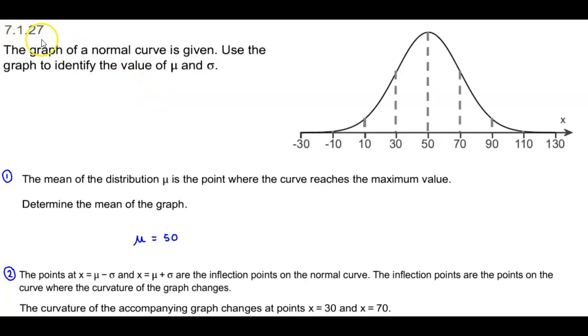Section 7.1.27. The graph of the normal curve is given. We want to use the graph to identify the value of the mean and the standard deviation.